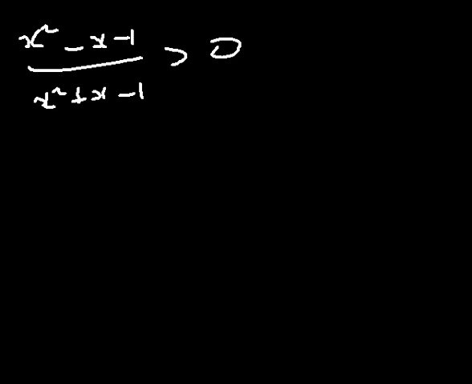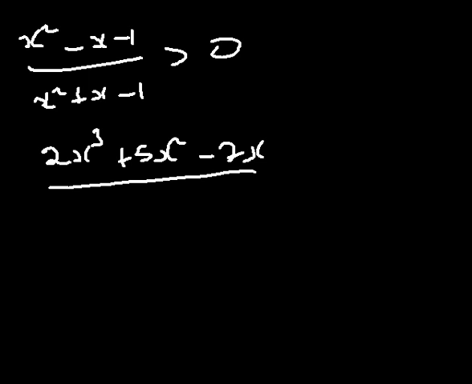And think about this one as well. Let's say we have 2x cubed plus 5x squared minus 7x over 3x squared plus 7x plus 4. That is greater than 0. And also try that one at your own time.